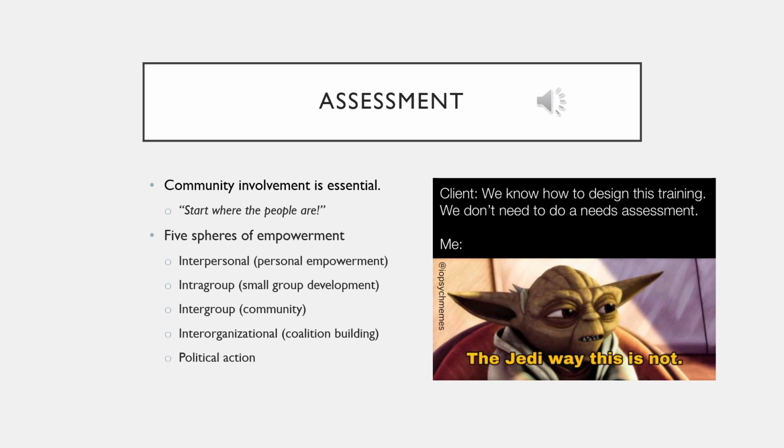Whenever we're doing this assessment, we really want to get the community involved. We're going to start where the people are. And we can use the 5 spheres of empowerment. So interpersonal, this is personal empowerment. Intragroup, where we can get a group involved. Intergroup, which is the community. Interorganizational, which is the coalition building. And then political action.